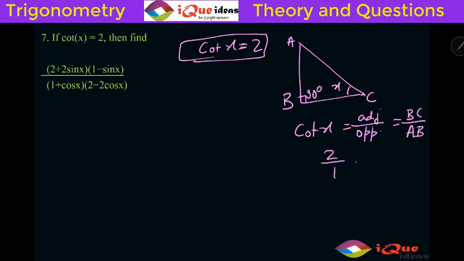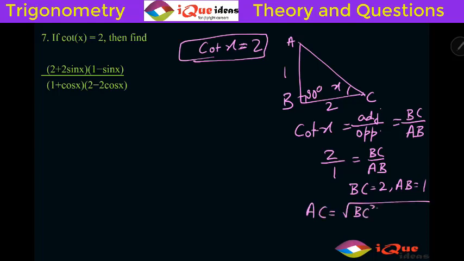So this can be written as 2 by 1 equal to BC by AB. So very simply we can take BC as 2 and AB as 1. So by using Pythagoras theorem, we can calculate AC equal to square root of BC square plus AB square. Now BC square is 2 square, that is 4. AB square is 1. So it is 4 plus 1, that is 5. So it is root 5. So this value is root 5.